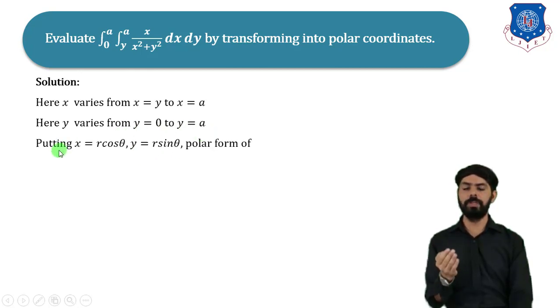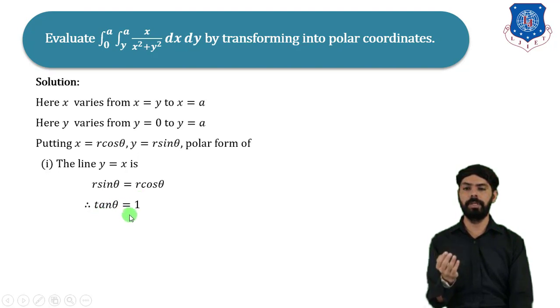Now putting x equal to r cos theta and y equal to r sin theta, the polar form of the line y equal to x is r sin theta is equal to r cos theta. So here r cancels out. So here sin theta divided by cos theta is equal to 1. Therefore tan theta is equal to 1. Therefore we can say that theta is equal to pi divided by 4.